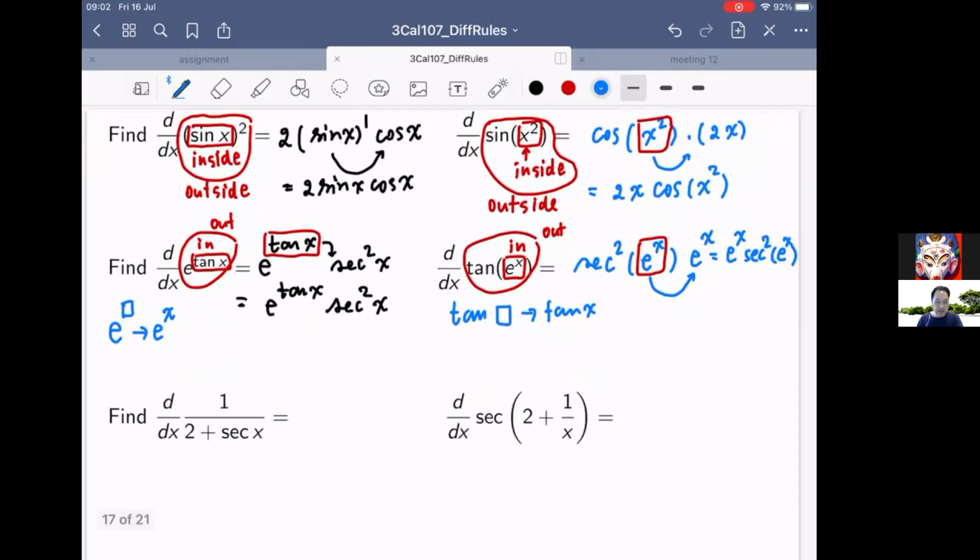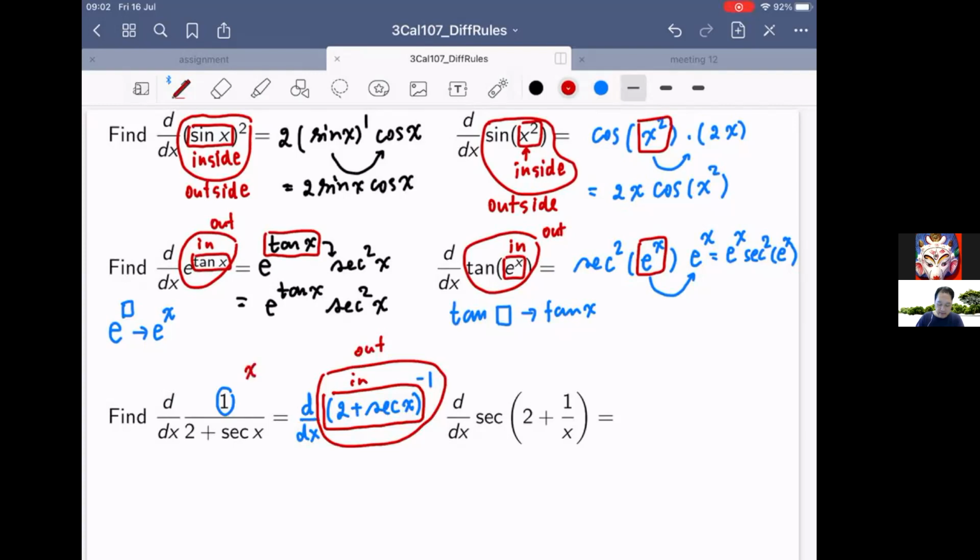Now, look at it this way carefully. This one at the beginning, you may see that you got two functions divided by each other: the top is your 1, the bottom is your 2 plus secant. However, this can be regarded the other way around as 2 plus secant of x raised to the power negative 1, the whole thing. So here is your inside, and then the whole thing is your outside. So you will look at it as x raised to the power negative 1.